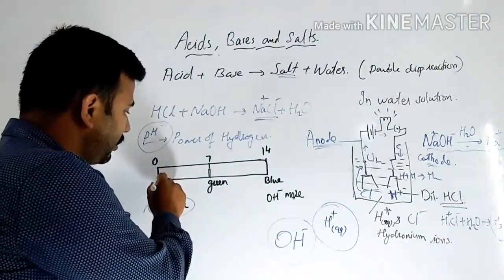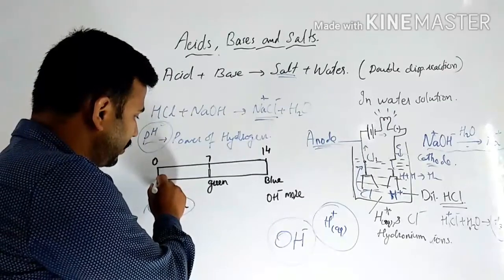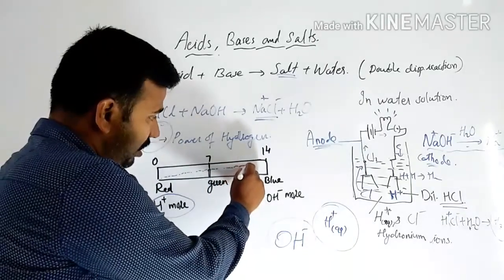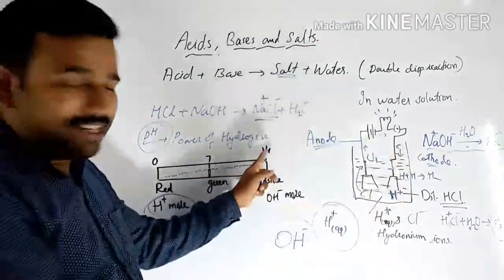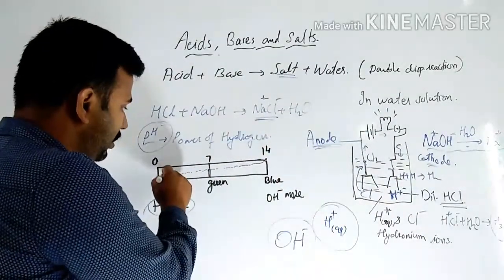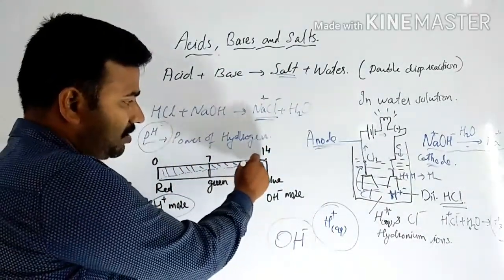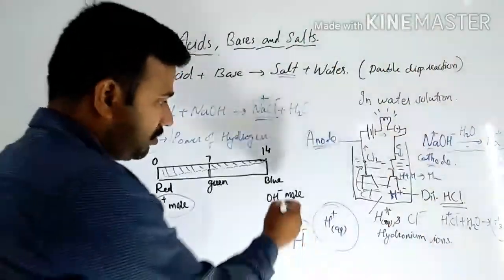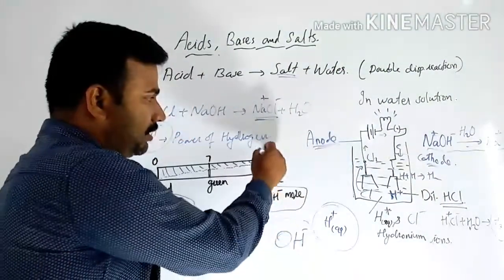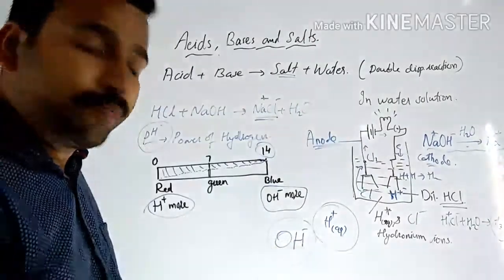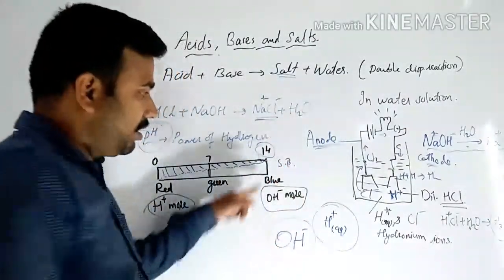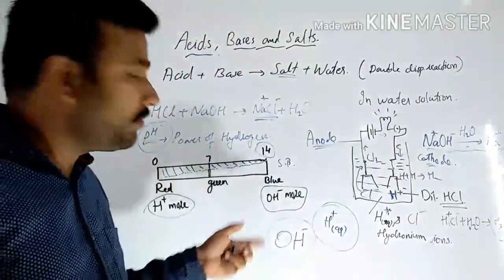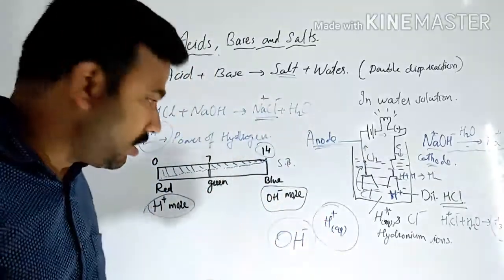Then as we move towards this side, what will happen? The concentration of hydrogen ions decreases, and as we come to the right hand side, towards the 14 side, the amount of hydrogen ions becomes very less, and as a result, the substance will show more basic or highly basic nature. The substances with pH 14 are strong bases. And one can use pH paper to test the pH of a particular substance, acid, base, or salt.